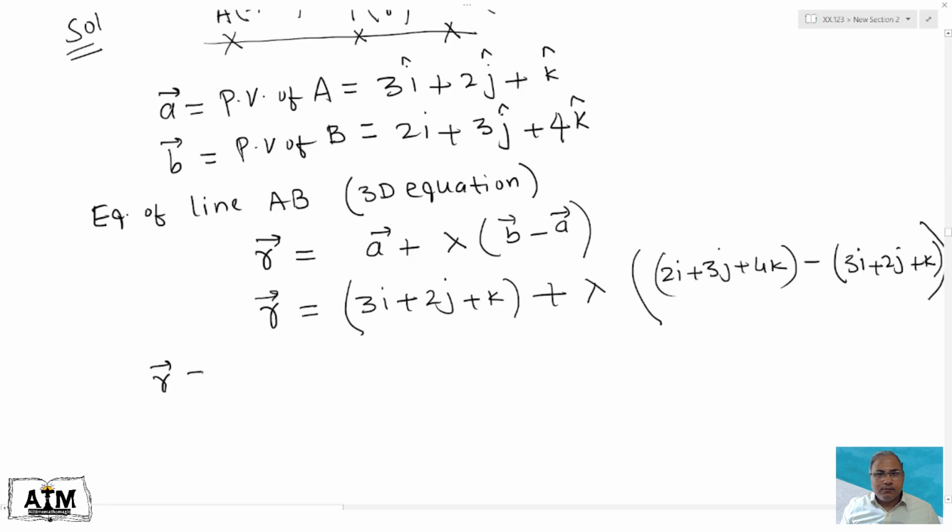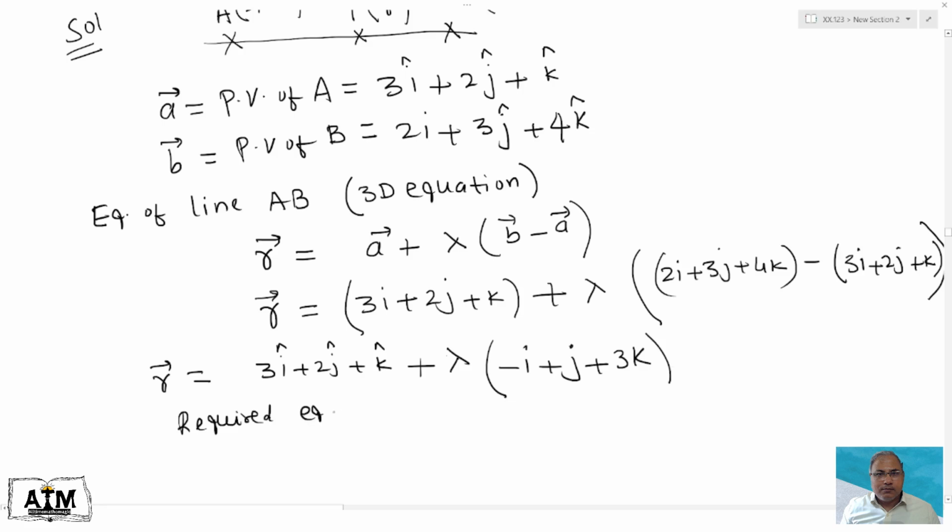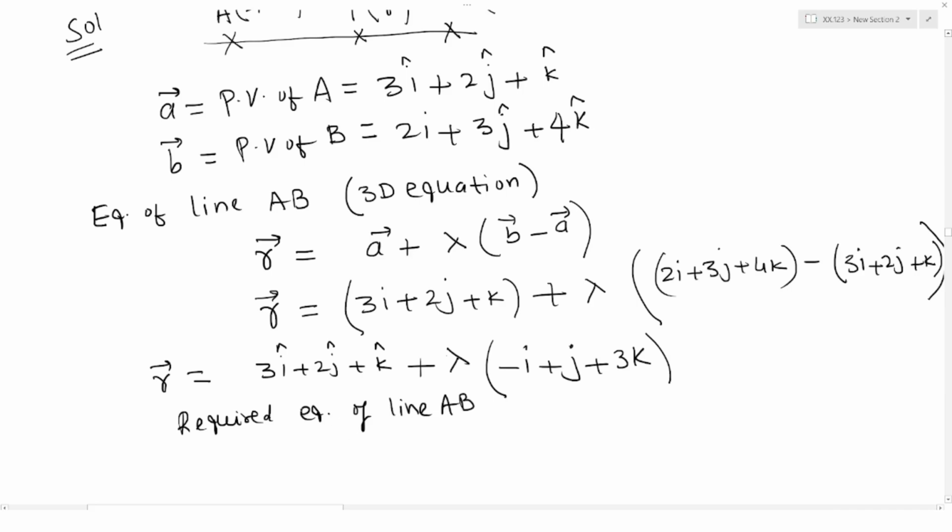Therefore, vector R equals 3i plus 2j plus k, that is i cap, j cap and k cap, plus lambda times (minus i plus j plus 3k). So this is the required equation of line AB. Of course, it is a 3D equation.